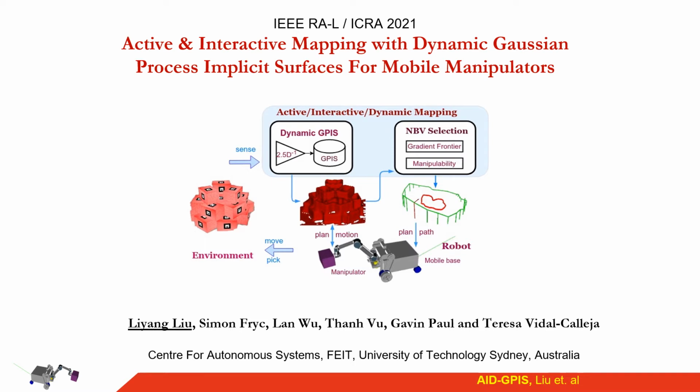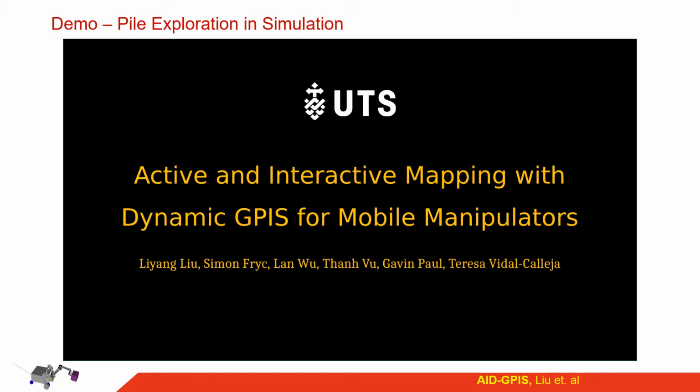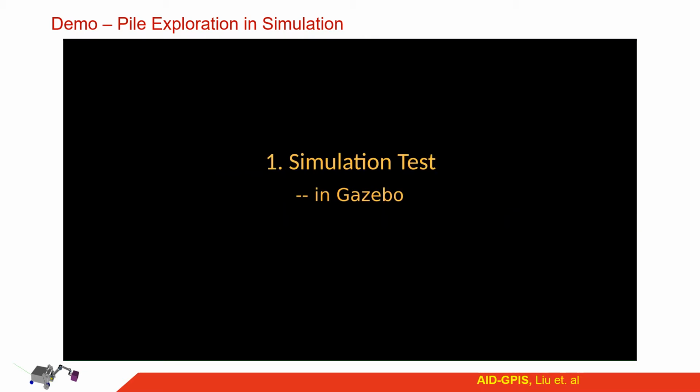Today, I'd like to present our paper entitled Active and Interactive Mapping with Dynamic Gaussian Process Implicit Surfaces for Mobile Manipulators. This work was developed at the University of Technology, Sydney, Australia. I'll first present a demo of our mapping system using a simulation.